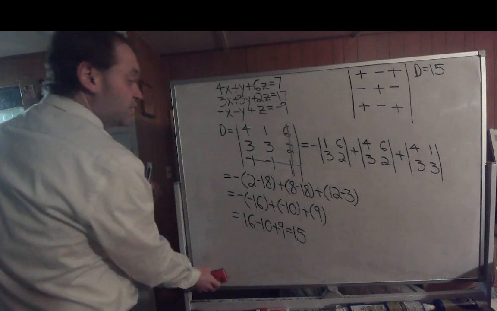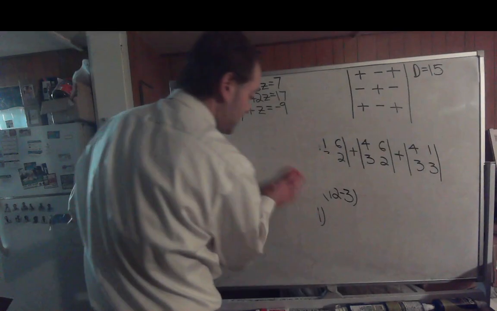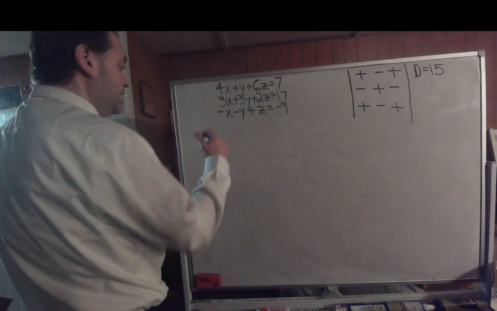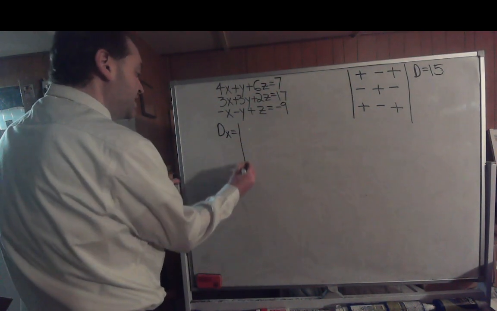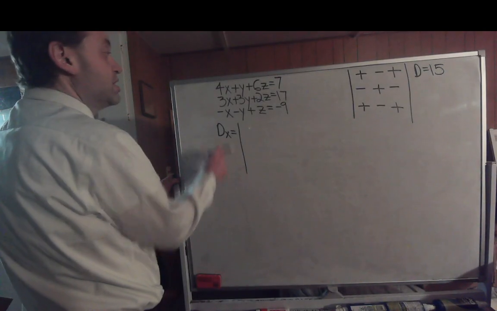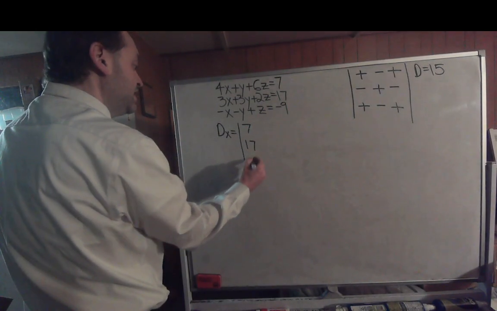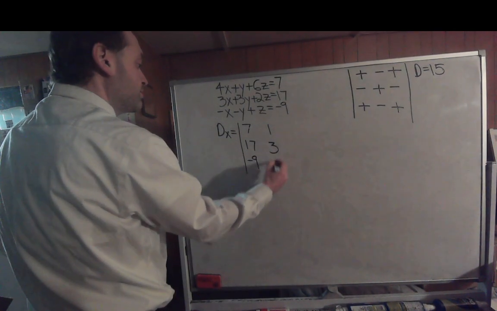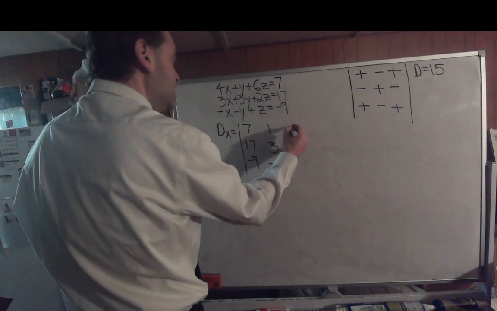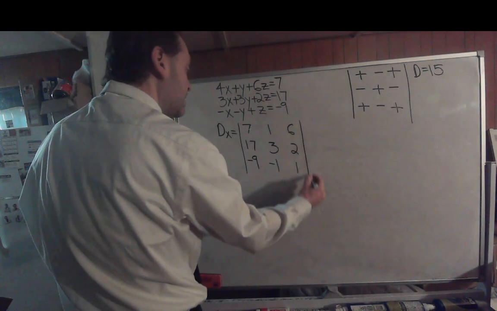Now from there, we can go ahead and solve D sub x, D sub y, and D sub z. And then get our values for x, y, and z. So let's go for D sub x first. D sub x, to find that then, since you're going for x, you're going to take all your x coefficients, replace them with a 7, 17, and negative 9, but leave your y and z coefficients alone. So 1, 3, negative 1, 6, 2, and 1.